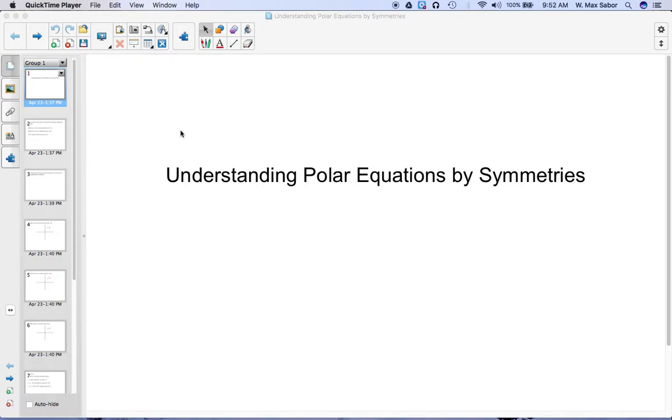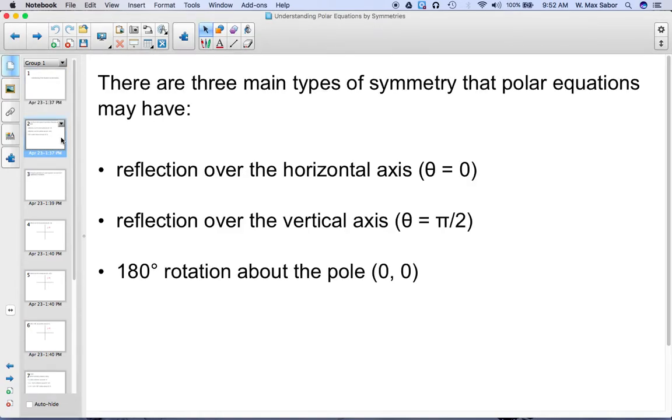To understand polar equations by symmetries, we want to understand that there are three main types of symmetry that polar equations may have. This will allow us to graph polar equations more quickly by only having to graph part of it and then repeat it for the rest.